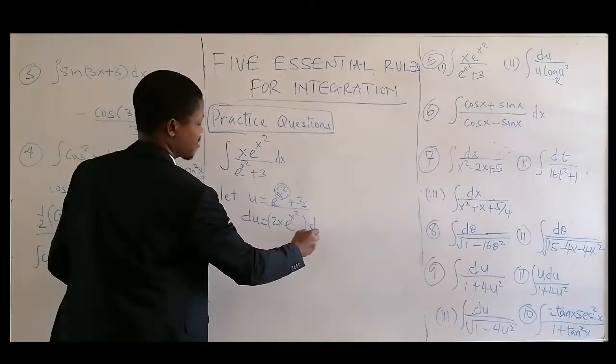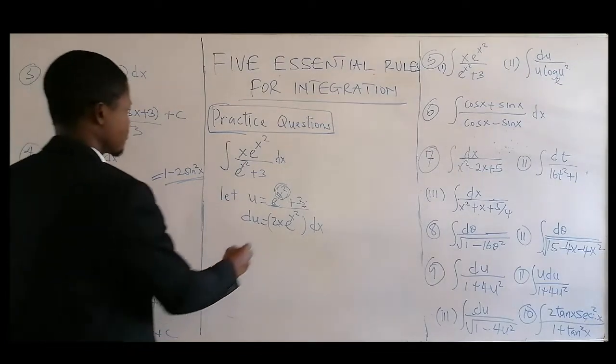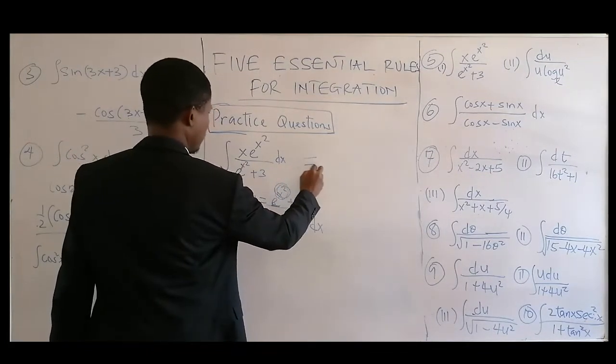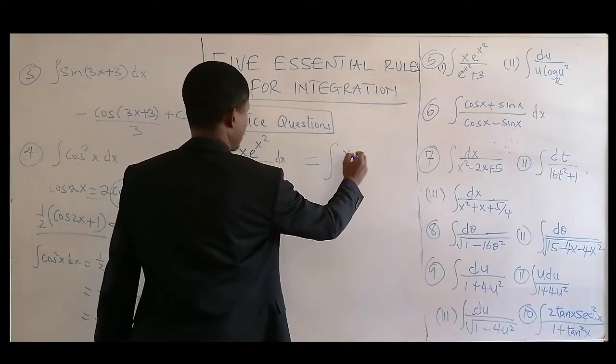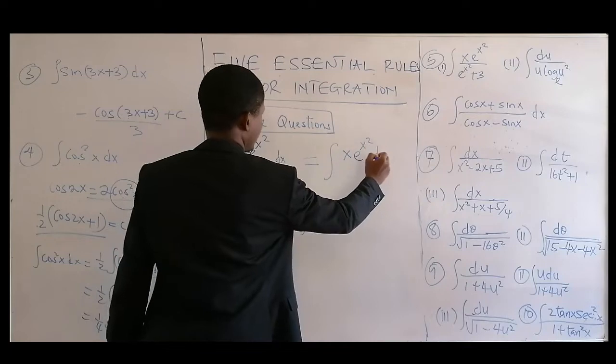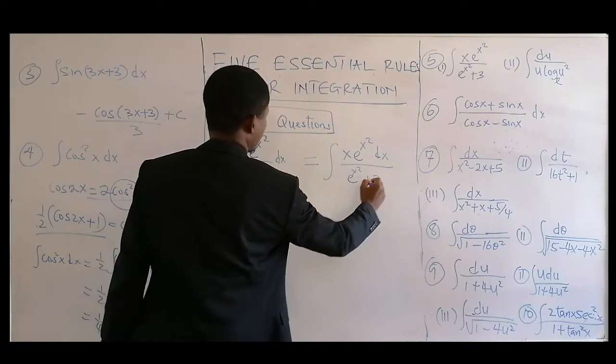So you have what? The x. So that's what we've got. So then look at your question. You can see that this one is equal to the old expression, which you can write as x e^(x squared) dx all over e^(x squared) plus 3.